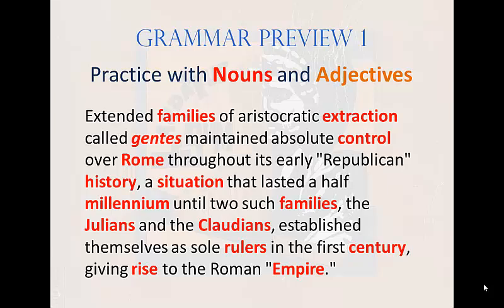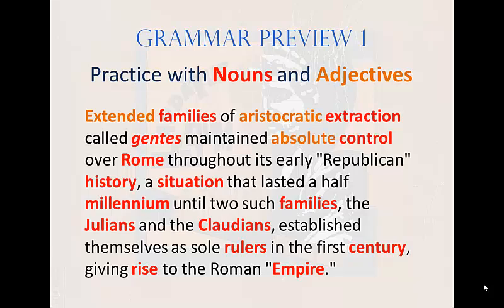Now let's see if you can ferret out the adjectives in this passage. Line 1 has 2. That's right, extended and aristocratic. Line 2 has 1. Absolute? Absolutely. Line 3 has 2. Early and Republican. They both tell you what sort of history. The next line has 1. Does situation have a modifier in front of it? No, so no adjective there.